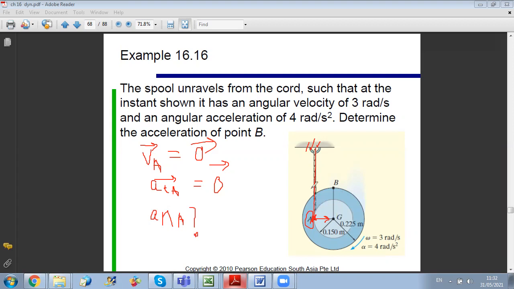So we should try to look at another point. There is a point on my wheel for which I can know the velocity and acceleration. Which point do you think? Which point can I find its acceleration easily? What do you think? Which point can I calculate its acceleration in this figure? G. Yes, very good, G. What will be the acceleration of G? Why is it simple for G?